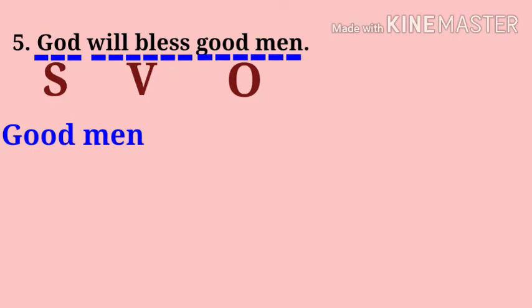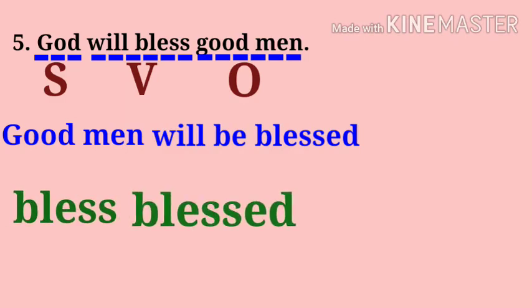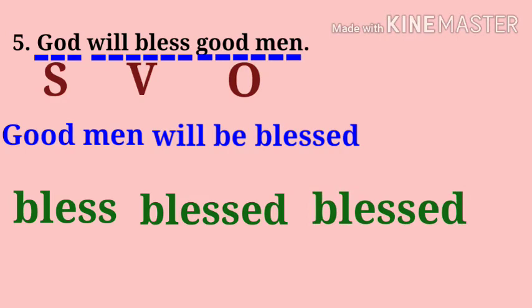So simple future tense, and good men is plural form. So in simple future tense, we have to use will be. Though it is singular or plural, you have to use the one form, that is will be. So good men will be blessed. See the three forms: bless, blessed, blessed. Good men will be blessed by God. Okay. Now the next example.